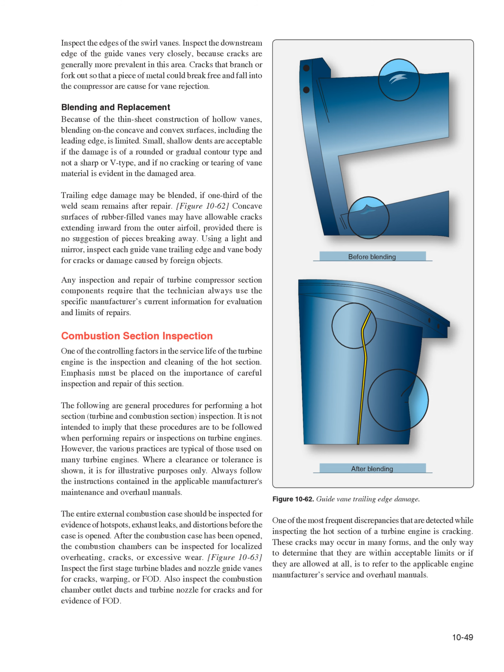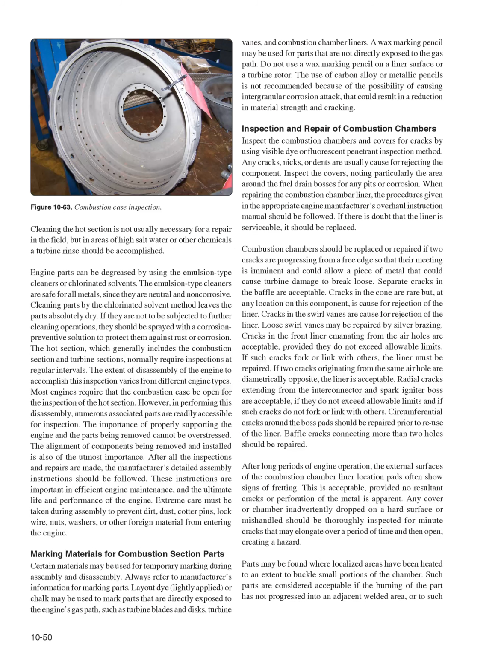One of the most frequent discrepancies that are detected while inspecting the hot section of a turbine engine is cracking. These cracks may occur in many forms, and the only way to determine that they are within acceptable limits, or if they are allowed at all, is to refer to the applicable engine manufacturer's service and overhaul manuals. Cleaning the hot section is not usually necessary for a repair in the field, but in areas of high salt water or other chemicals a turbine rinse should be accomplished.